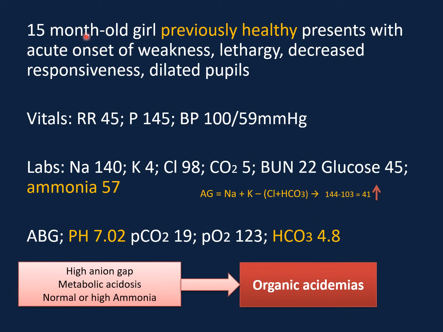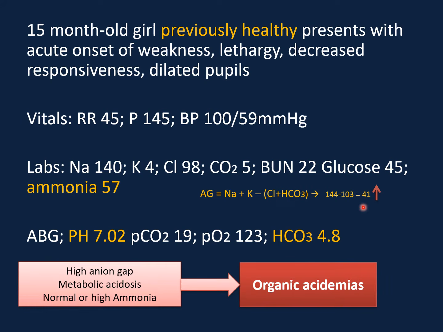The keyword in this case: this is a 15-month-old, previously healthy, presenting with acute onset of mental status change. Of course, ingestion of a toxic substance is very important to consider in this case. But if there is nothing to explain, this is most likely metabolic. If you look at the electrolytes and calculate the anion gap, you do the sodium plus potassium minus the chloride plus the bicarb. So you have here 144, which is the 140 plus 4, and the 98 plus 5 is 103. So the anion gap here is 41. So this is a very high anion gap.